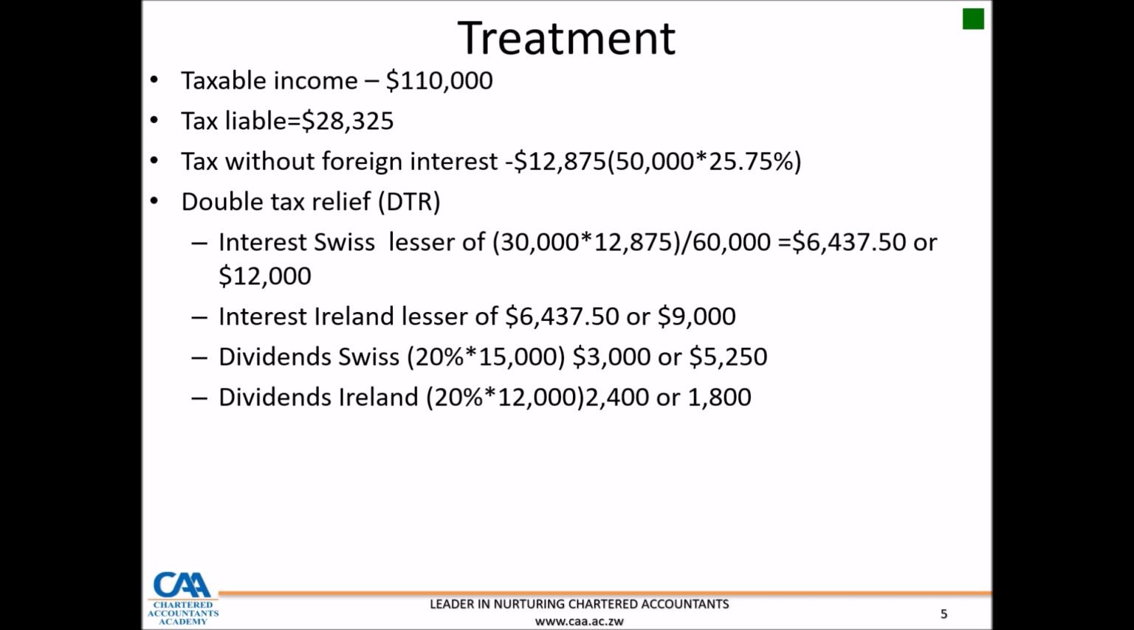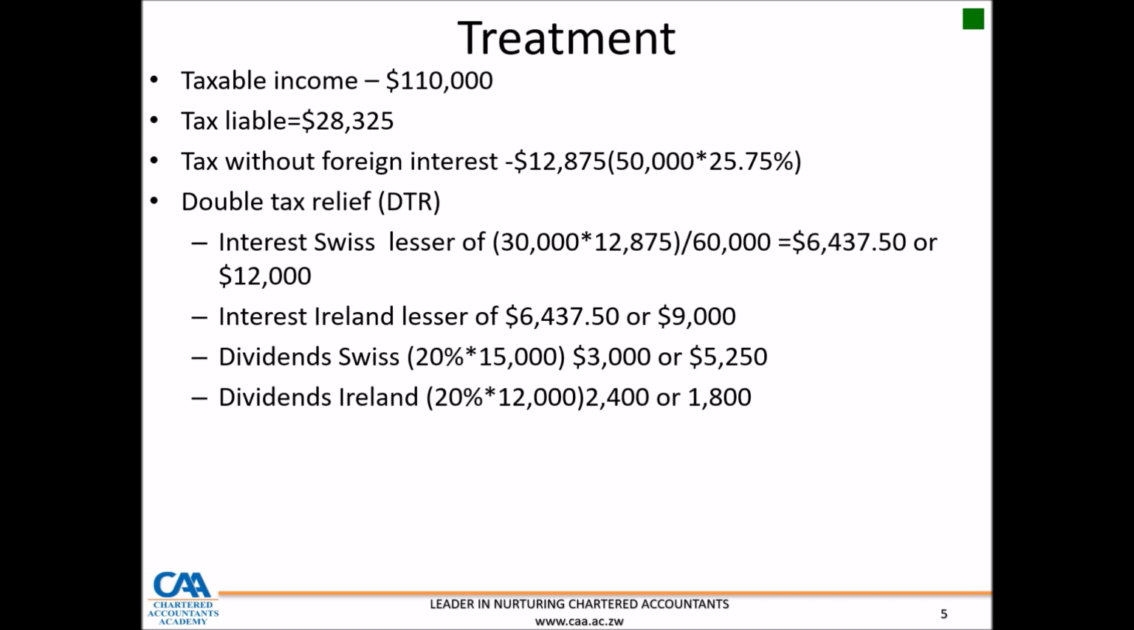So the maximum amount that we can actually deduct as double tax relief would be $6,437.50. So you can either deduct that maximum amount or the 12,000 paid. Obviously, the lower of the two is your 6,437. For Ireland, it will be the same formula: your 30,000, because it's the same amount we're receiving from Ireland, multiplied by your 12,875, divided by your 60,000. The lesser of 6,437.50 and the tax that we paid in Ireland, which is 9,000. Obviously, the lesser of the two is your 6,437. So the total relief as far as interest is concerned should be 12,875.